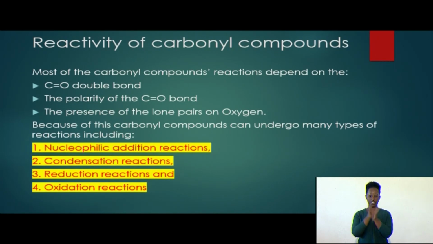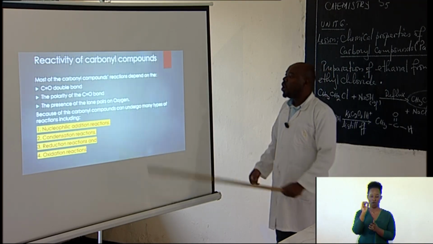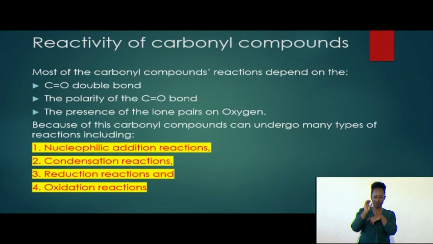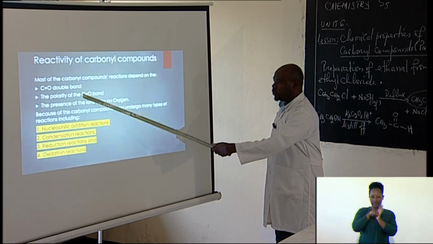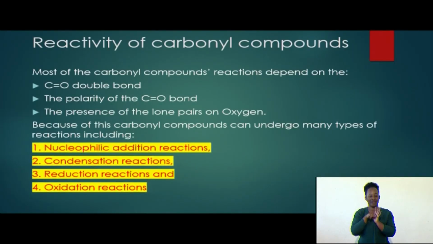And because also of the polarity of the carbon-oxygen bond, some of the reaction will depend on the polarity of this carbon-oxygen bond. When we say polarity, you understand what it means. This carbon is less electronegative, and this oxygen is highly electronegative, 3.5 for oxygen and 2.5 for carbon. The difference is very big, so the bond is highly polar.